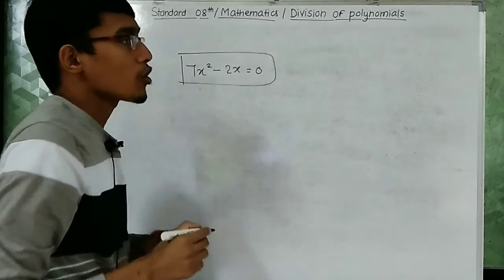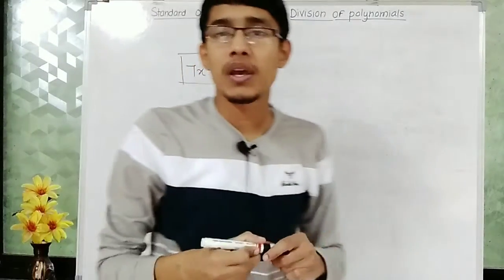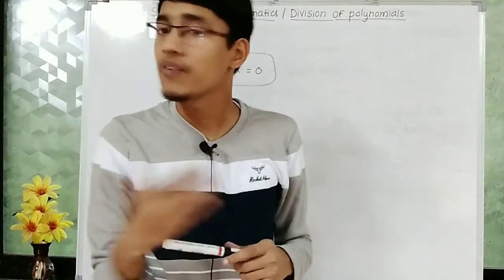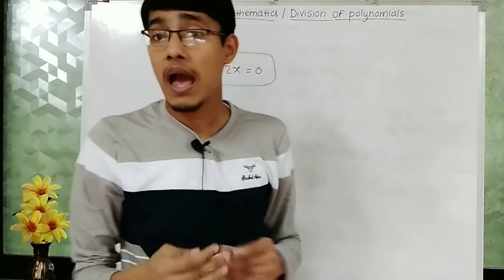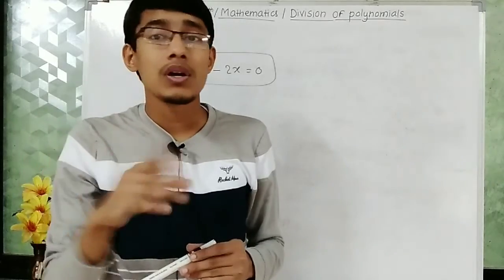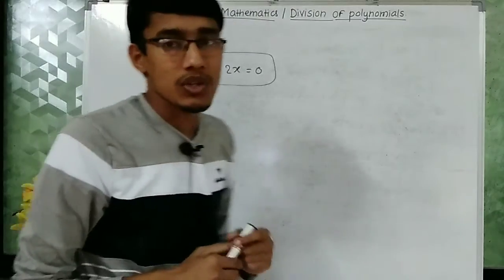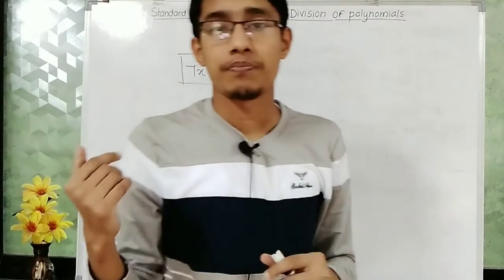What is a polynomial? It is an algebraic equation, a mathematical equation, where you will see variable, coefficients and index, and the index will be a whole number. Index is nothing but the power of the equation, or the power for each term.